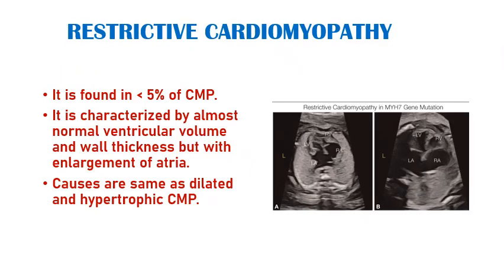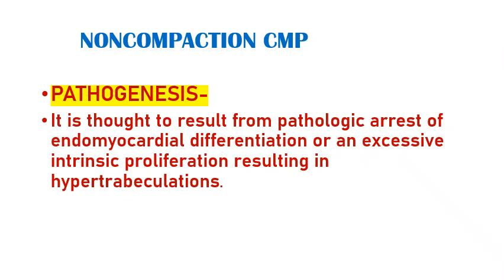Restrictive cardiomyopathy is found in less than 5% of CMPs. It is characterized by almost normal ventricular volume and wall thickness, but with enlargement of the atrium. Causes are the same as those of dilated and hypertrophic cardiomyopathy.